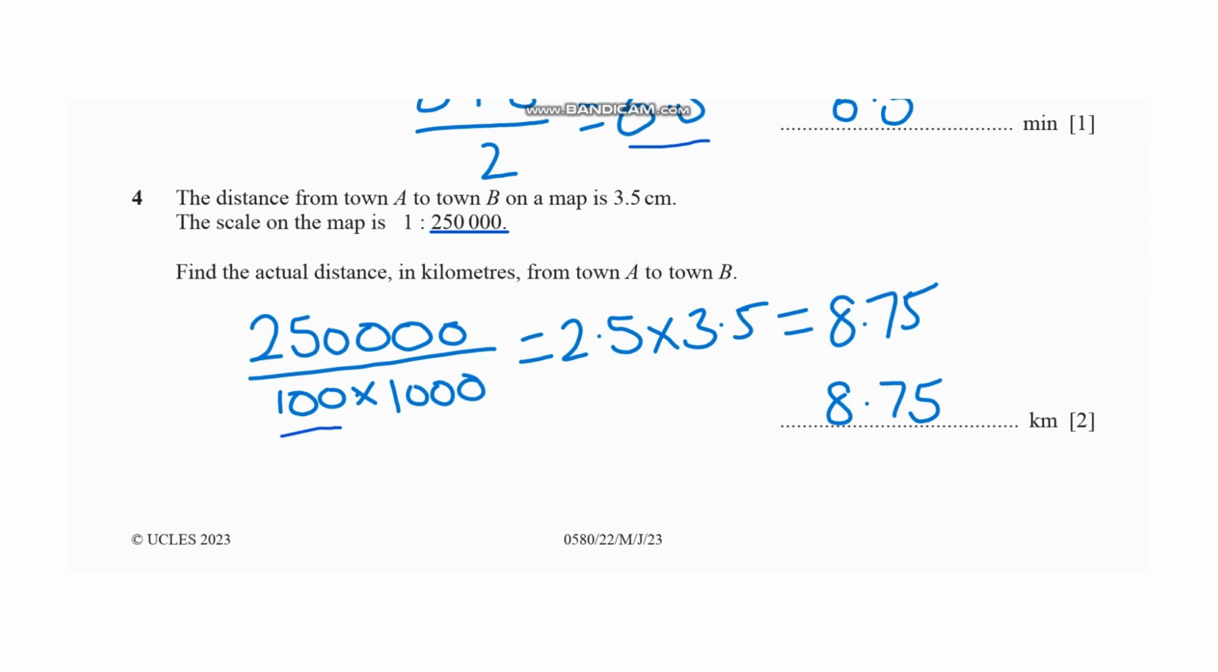Then we will again convert from meters to kilometers, and the equation is 1 kilometer is 1000 meters. So we will divide 250,000 by 1000. So 100 multiplied by 1000 will be divided by 250. So the answer will be 2.5. Then we will multiply 2.5 that we have calculated over here with 3.5, and the answer will be 8.75 kilometers. So this is the actual distance between town A and town B, which is 8.75.